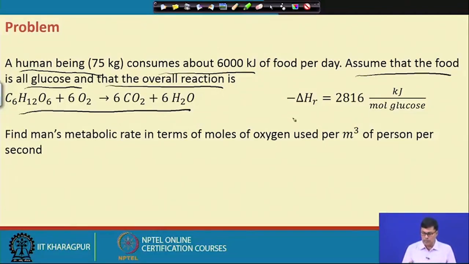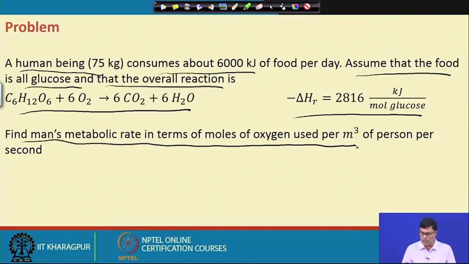Now, the heat of reaction is 2816 kilojoules per mole. So what we have to find out is the metabolic rate in terms of moles of oxygen used per cubic meter of volume per second. This is what we shall have to find out.